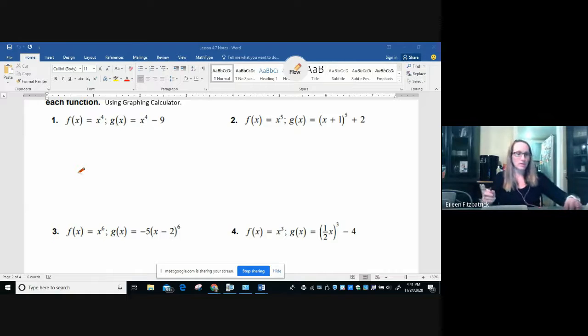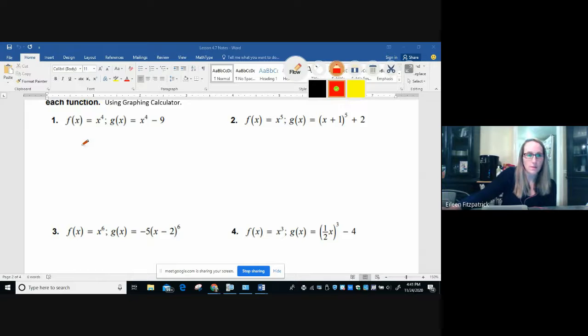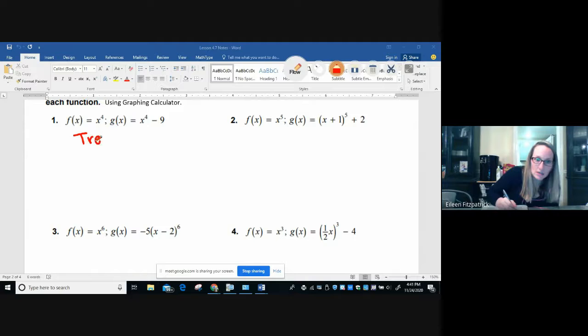All right, so for the first one, the given function is f of x equals x to the fourth, and g of x is x to the fourth minus 9. So I want to know, what did subtracting 9 do to the f of x function? All right, so for number 1, hopefully we know it's going to translate down 9 units.